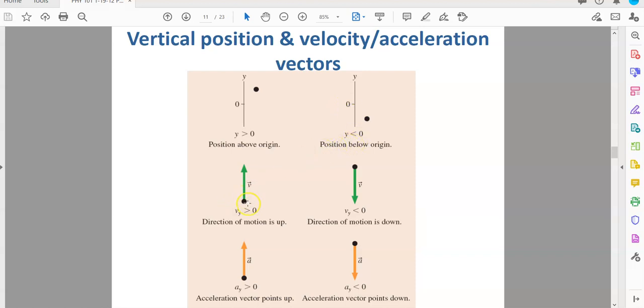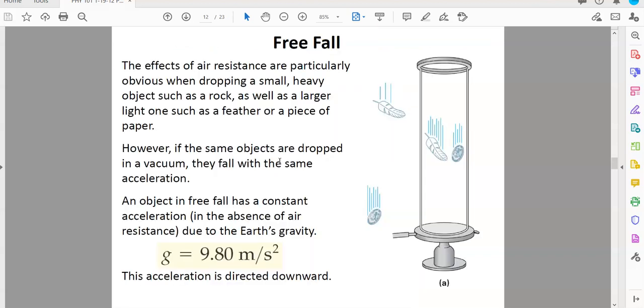And so what that means is that velocity vectors moving in the positive y direction are going to have an upward motion, and velocity vectors moving downwards are going to have a negative y direction motion. So up is positive y, down is negative y, and that goes along with the acceleration vectors. If the acceleration vector is pointed up, then it's going to have a positive acceleration. If the acceleration vector is pointed down, then it'll have a negative acceleration. Okay? So what is free fall?